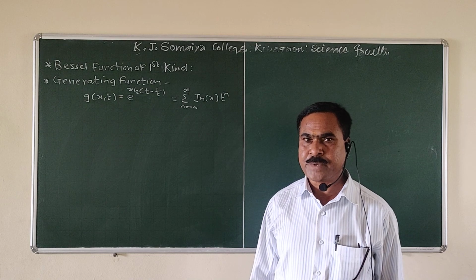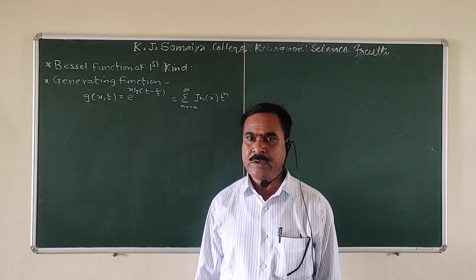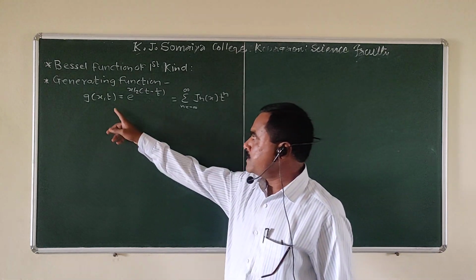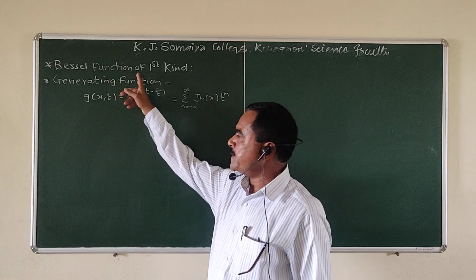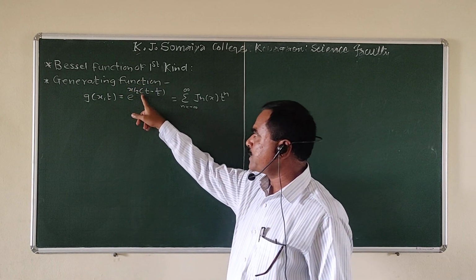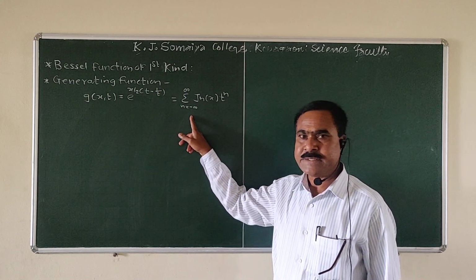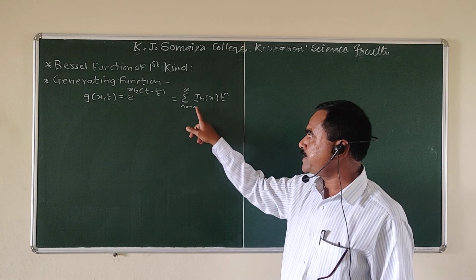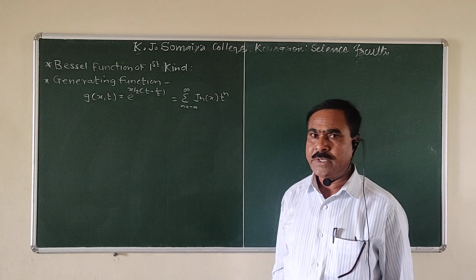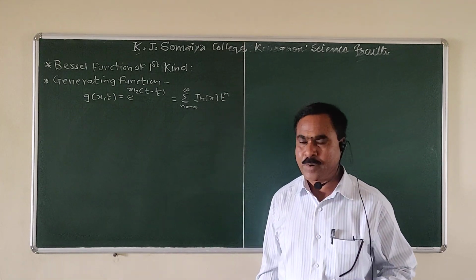The Bessel function of the first kind does not have a polynomial, so here we have to study only its properties. First, we consider the generating function of the Bessel function of the first kind in the form g(x,t) = e^{(x/2)(t - 1/t)} = summation n from minus infinity to plus infinity J_n(x) t^n. Okay, then we take the first property.